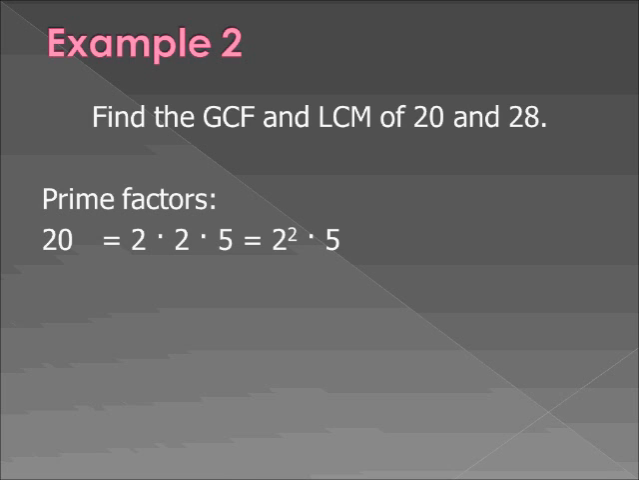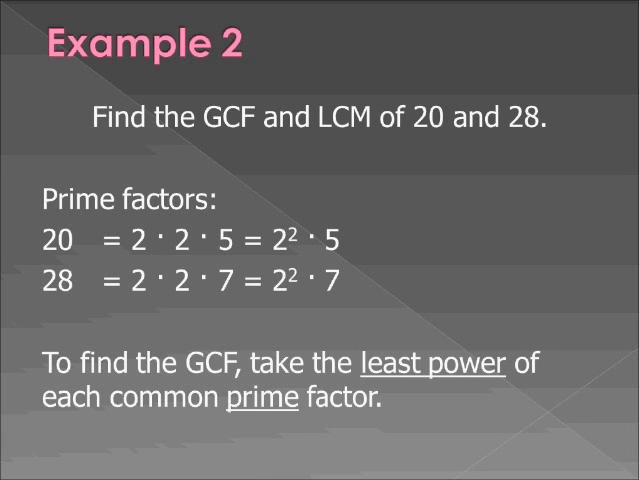Let's go to example 2. Find the greatest common factor and least common multiple of 20 and 28. So we need to do the prime factorization for both. Go ahead and you can try that yourself, and then we'll do the next step together. The prime factors of 20 are 2 times 2 times 5, or 2 squared times 5. For 28, it's 2 times 2 times 7 equals 2 squared times 7.